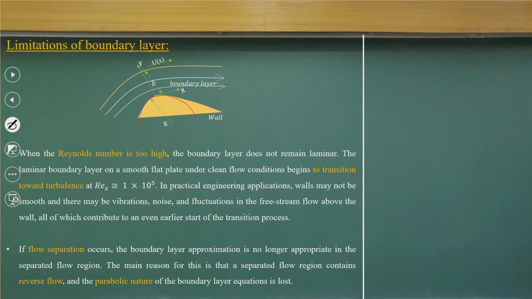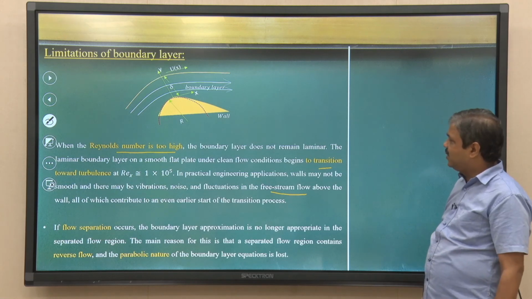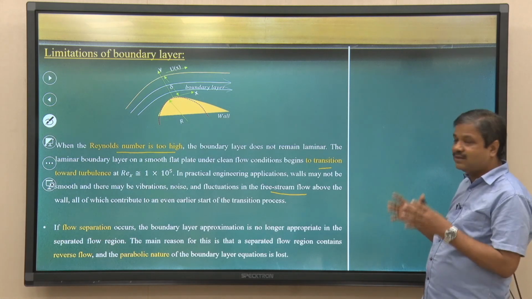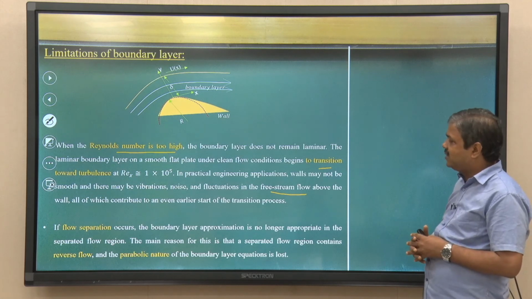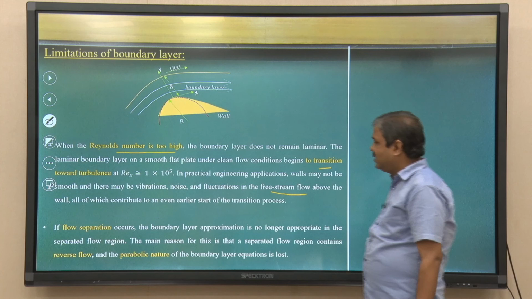And the second thing, as I discussed in the very beginning: if the Reynolds number is too high, it is not a laminar boundary layer. So, we will have the transition towards turbulence, and we cannot use that part. This is out of scope; we are not going for turbulent boundary layers, how to do the approximations. Only experimentally, the characteristics of the turbulent boundary layer is what we will discuss.